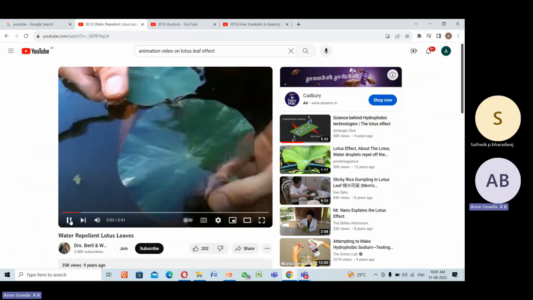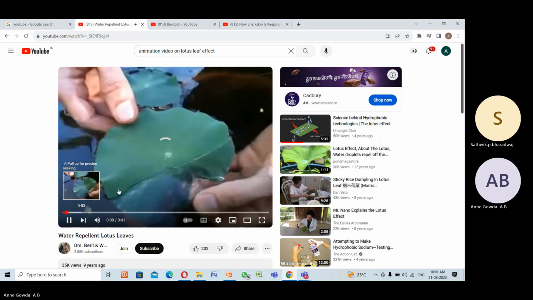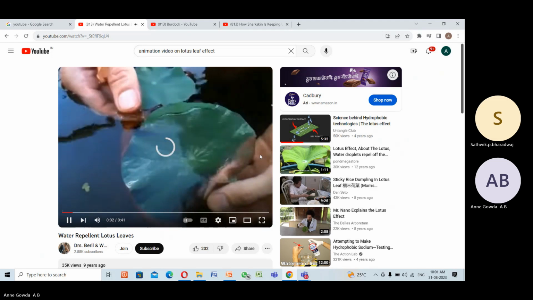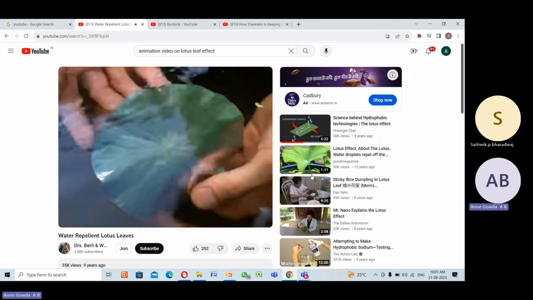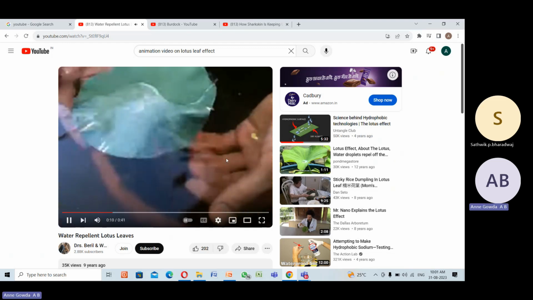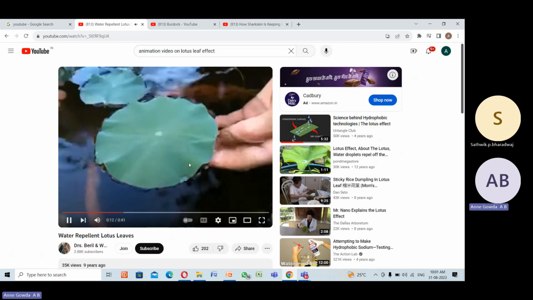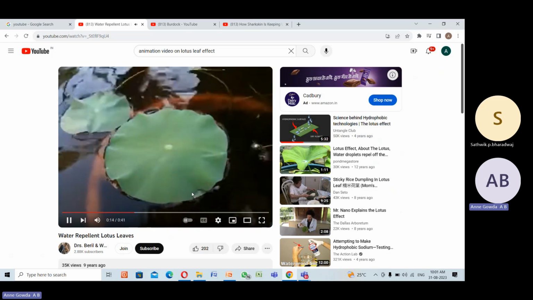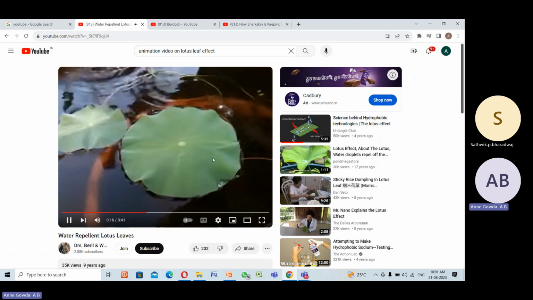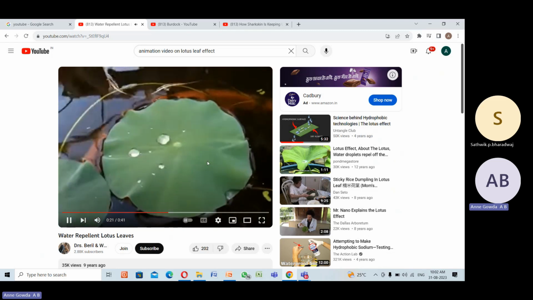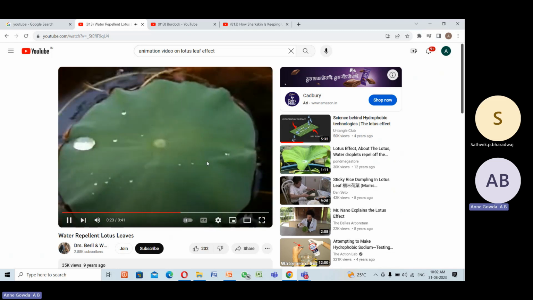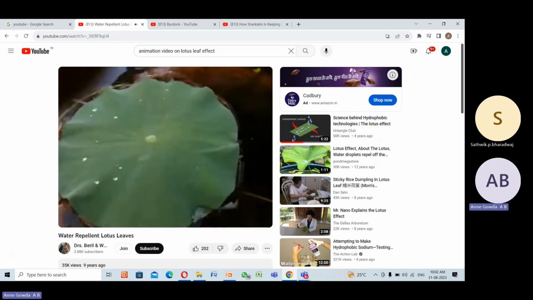You can see here, when water falls on this lotus leaf, what is happening? That water clearly rolls off the leaf surface. It clearly rolls off, and you can see no water droplet will be found on that leaf. So that has inspired the invention of self-cleaning surfaces and super hydrophobic surfaces.